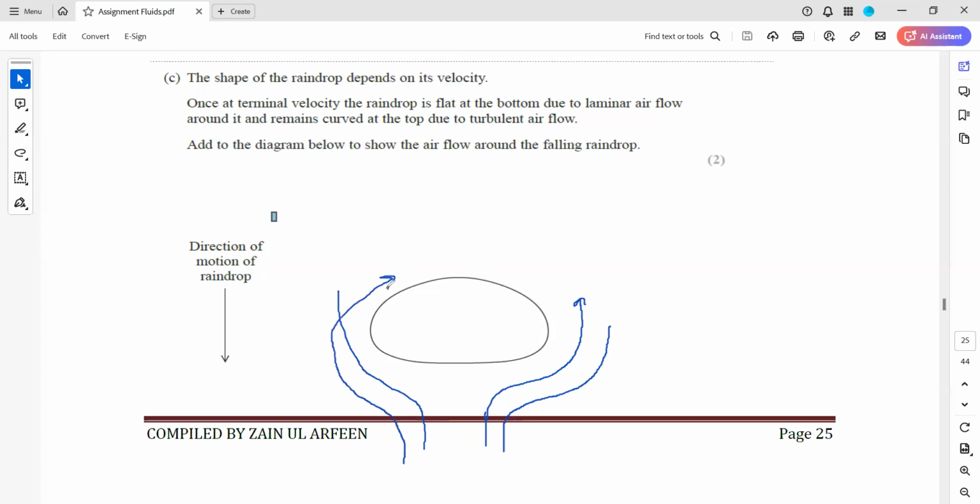But when it becomes turbulent at the top, you can just make eddies, like it just crosses over. So it becomes turbulent at the top. Minimum 2 lines are enough, maximum it can be any number. Two are enough to show a difference between laminar and turbulent. You can even just make circles here, which means it randomly changes direction.